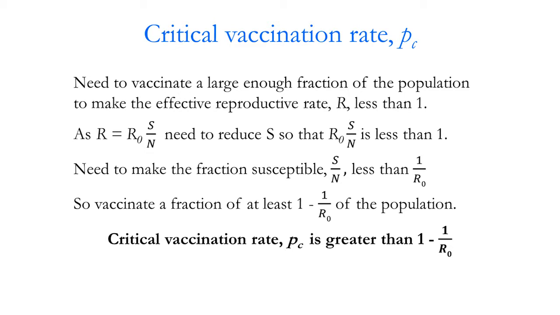If we look at what these numbers mean for some common diseases, we've already seen that R0 for measles is about 15, centred around 15 in that range. So the critical vaccination rate: if you think of 1 over 15, turn that into a percentage, 15 goes into 100 about 7 times.